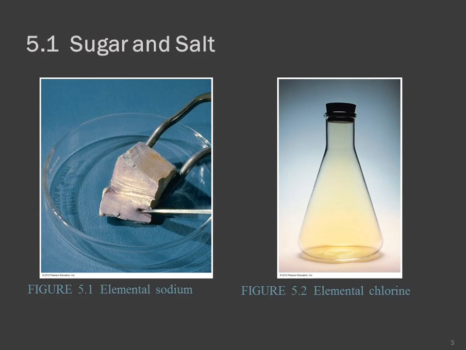Looking at table salt. Table salt is sodium chloride. This is elemental sodium. It is a very soft metal. You can cut it with a butter knife. It's very soft, very reactive with water. Here's elemental chlorine. It's a gas at room temperature. It's toxic. So neither one of these are something that you would want to be sprinkling on your food, right?